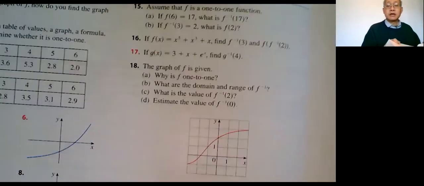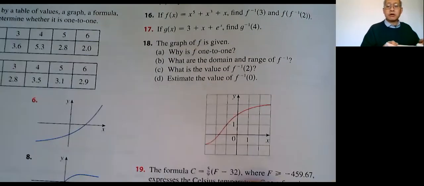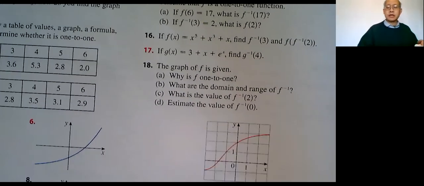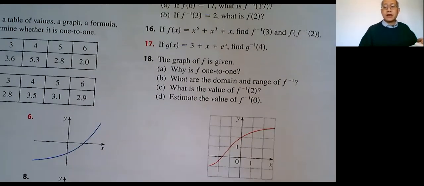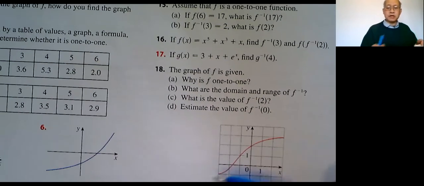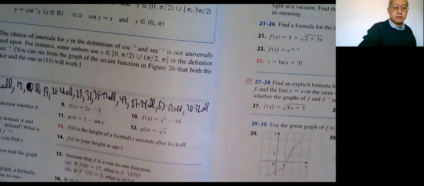Okay, 18. Why is the graph one to one? Well, it passes the horizontal line test, right? So if you draw a horizontal line anywhere, it's going to touch only one point. Let's make the assumption this graph stops. It might seem like it goes on, but let's assume it stops.